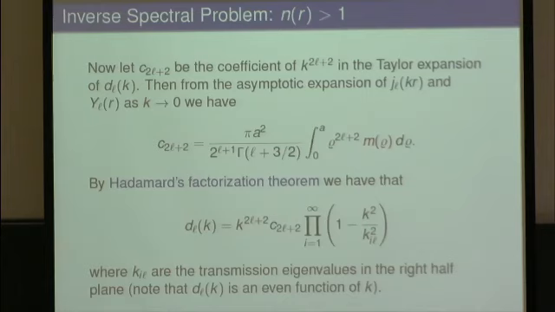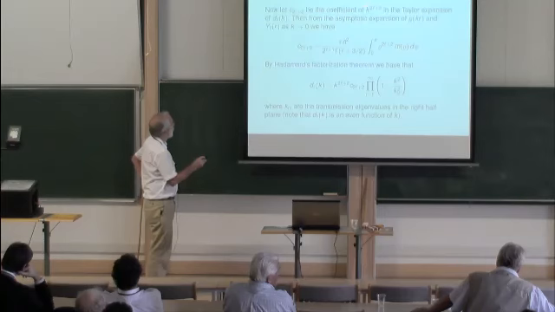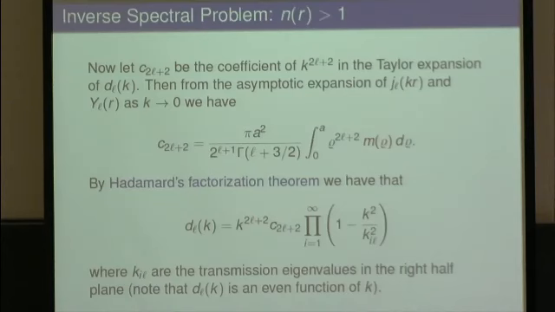So now that we have that, I'm going to show you what we can do now to obtain this inverse spectral theorem. Let C2L plus 2 be the coefficient of K2L plus 2 in the Taylor expansion of DL of K. This procedure I'm going to give you is not at all computational. It's purely existence. But let this be the coefficient of K2L plus 2. And then from that asymptotic expansion I just gave you, you can easily show that C2L plus 2 equals this. So in other words, this is the thing we're looking for. Remember, M is 1 minus N. So that's expressed in terms of this C2L plus 2.